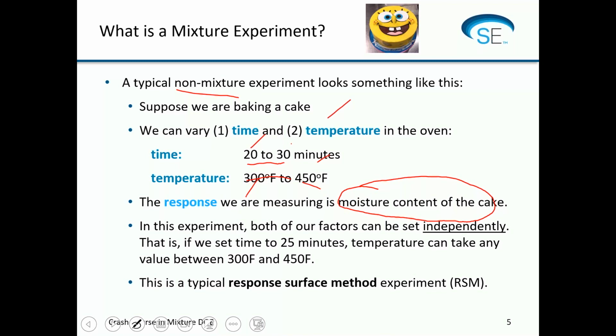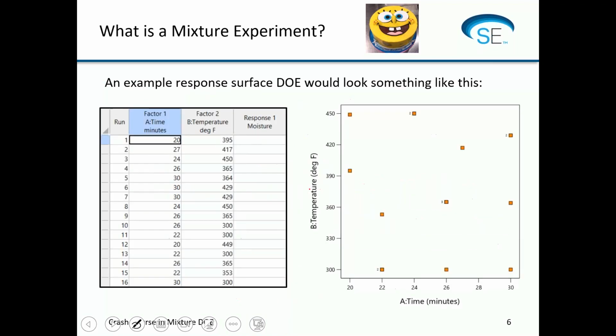Now notice that in this experiment, both of our factors can be set independently of one another. In other words, if we set time to 25 minutes, we can set the temperature anywhere within its range, 300 to 450 degrees Fahrenheit. This would be an example of a typical response surface experiment, or RSM. If you were only looking at the lows and highs, like 20 and 30 and 300 and 450, at those four combinations, then this would be a two-level factorial experiment.